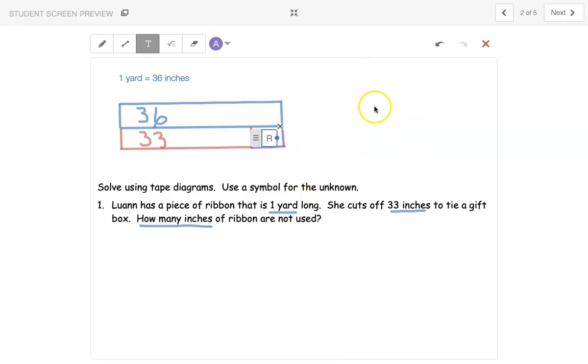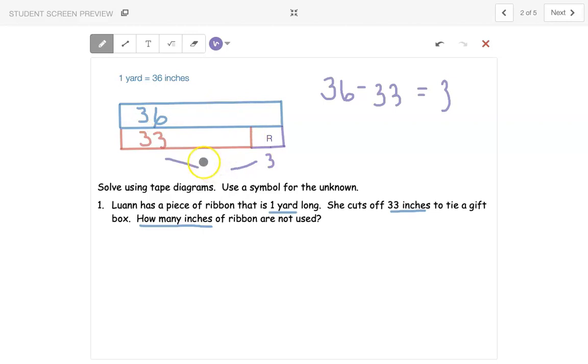So how do I figure that part out? I'm going to take my 36 inches of ribbon and subtract the part that I cut off. How many inches of ribbon are not used would be my 3 inches. How do I check to make sure my answer is correct? I know this part of my tape diagram is 36. I'm going to add these together, and when I do that, my two parts add up to 36. How many inches of ribbon are not used? That would be 3 inches.